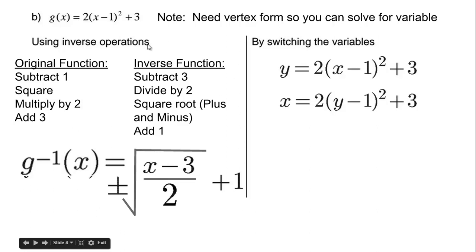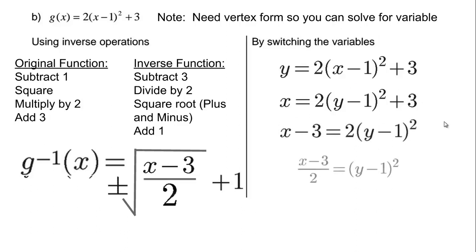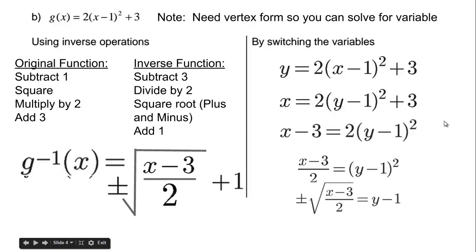So if you don't do it this way, you can do it this way. Solve for y. So we'll move the 3 to the other side by subtracting 3. Divide both sides by 2. Take the plus or minus square root. And then add 1. You get the exact same thing.